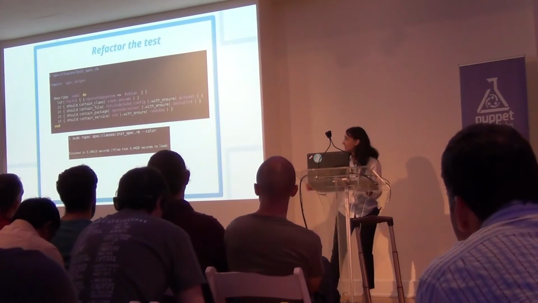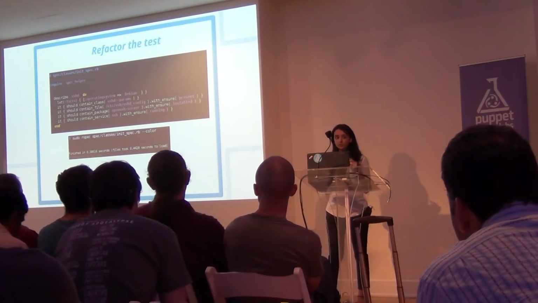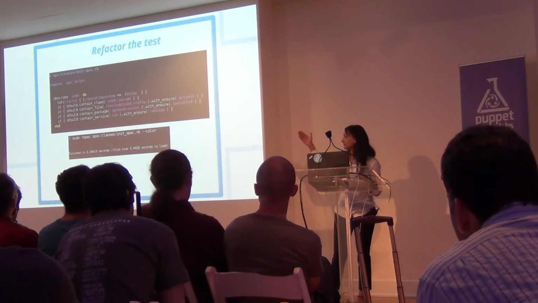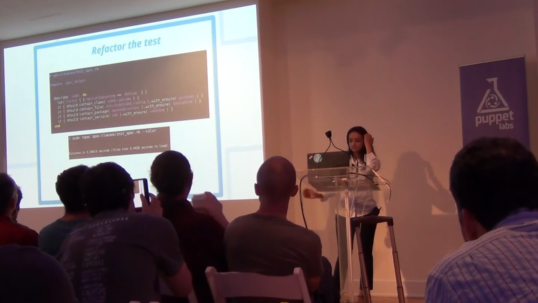So now we just add an extra line, the first line there. We specify that the catalog is for a machine on which there's an operating system fact, and that fact is Debian. On those machines, this is what the catalog should look like. And we just refactor the test, and obviously that's going to pass.